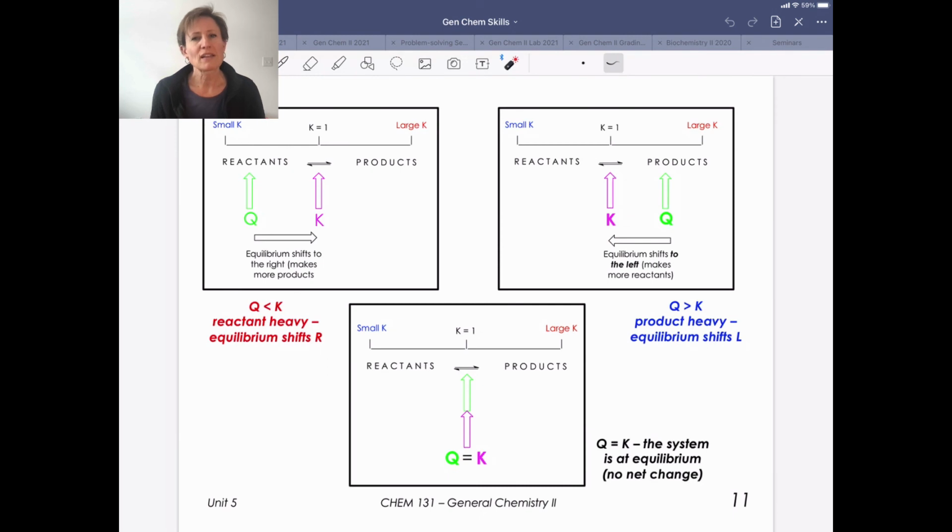So one of the things we'll realize as we begin doing equilibrium problems is that this might be one of the first questions we need to ask: where are we at? Where do we want to be? And how does our reaction need to shift to get us there? All right, so that's our first introduction to equilibrium and talking about equilibrium expressions.